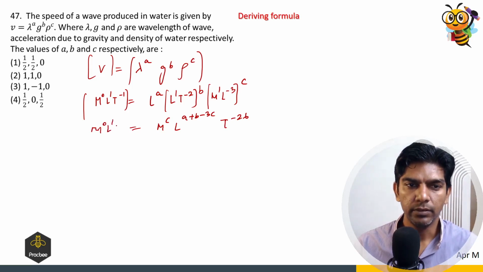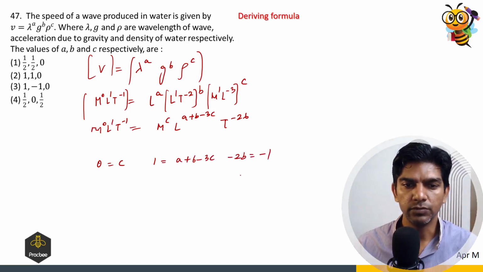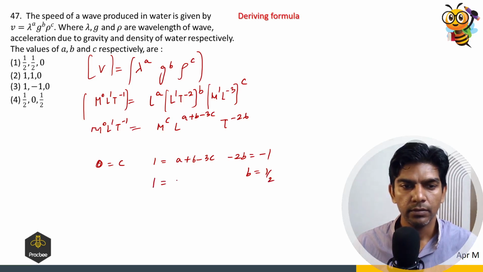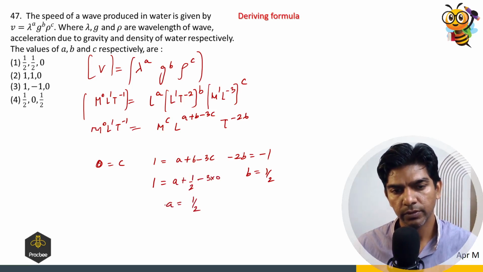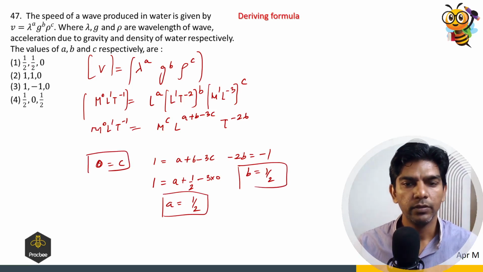Now we have to compare the exponents. So 0 is equal to C, 1 is equal to A plus B minus 3C, and minus 2B is equal to minus 1. So C is 0 and B is 1 by 2. So 1 equals A plus 1 by 2 minus 3 times 0. So A comes out to be 1 by 2. So A is 1 by 2, B is 1 by 2, C is 0. So option 1 is the right answer.